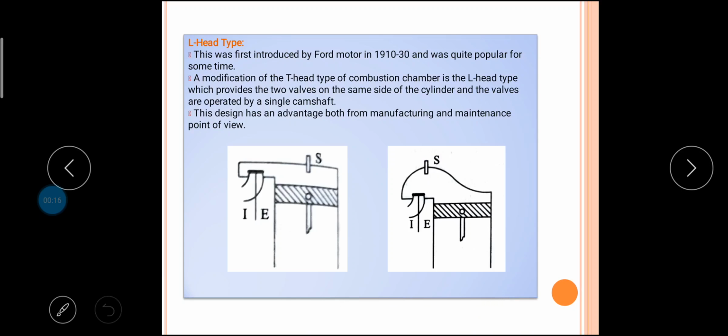L-head type combustion chamber. This was first introduced by Ford Motor in 1910 to 1930 and was quite popular for some time. A modification of the T-head type of combustion chamber is the L-head type, which provides the two valves on the same side of the cylinder and the valves are operated by a single camshaft. This design has an advantage both from manufacturing and maintenance point of view.